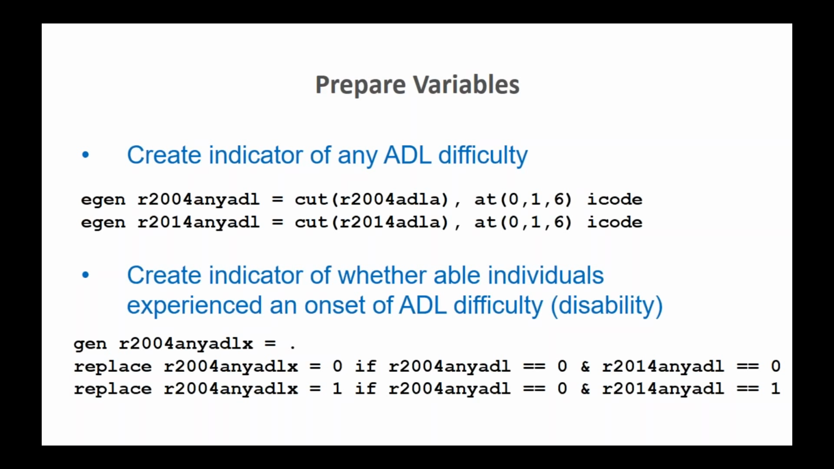And then we're going to create an indicator of whether able individuals experienced any onset of ADL. Again, one of the things I said we're going to be looking at is the change between 2004 and 2014. So we're going to call this variable R 2004 any ADL X or change. What we want to look for are people who had no ADL difficulties in 2004, and then two outcomes could have happened by 2014. One is in 2014, 10 years later, they still didn't have any difficulties, and we'll assign those people a value of 0. Or they've acquired at least one difficulty, could be up to 5 difficulties by 2014, and those people will have a value of 1. So let's look at that in Stata.